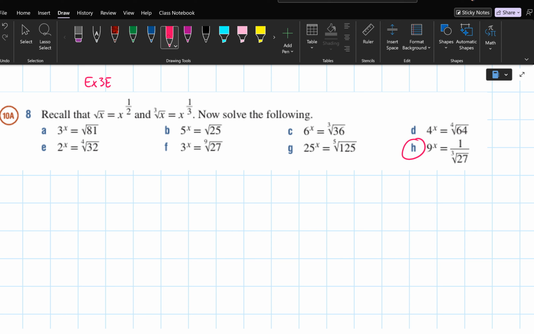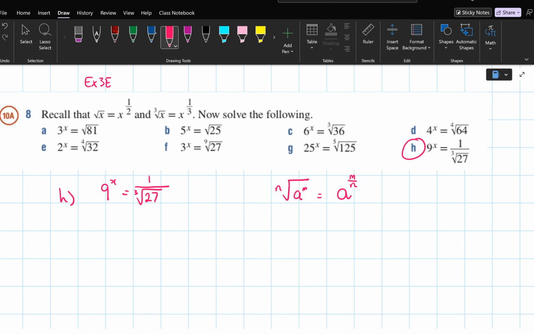And in order to do this question, h, we're likely to use index law number 8. Index law number 8 states that the nth root of a to the power of m is equivalent to a to the power of m on n. Now we've got 9 to the power of x is equal to 1 on the third root of 27.